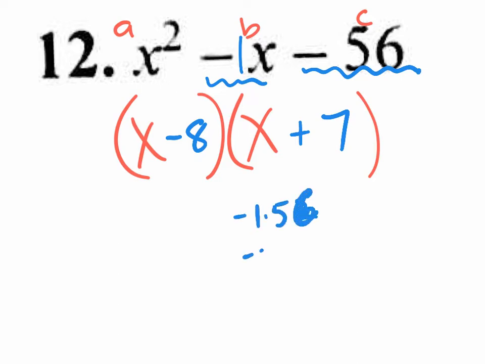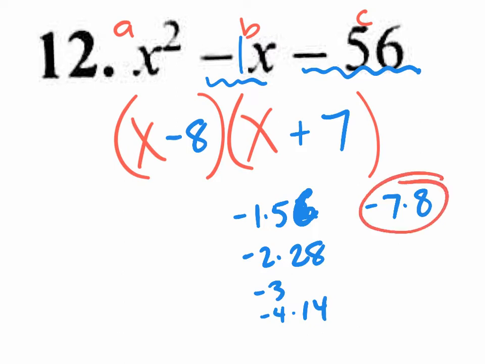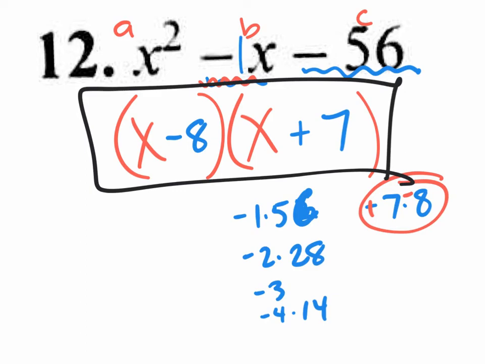Sorry, negative 2 times 28. Negative 3 doesn't work. Negative 4 times 14, I think. Negative 5 doesn't work. Negative 7 times 8. So then you should see that negative 7 and 8 gives you a positive 1. You want a negative 1, so you have to change the signs, get a positive 7 and a negative 8. And this is your correct factored form for number 12.